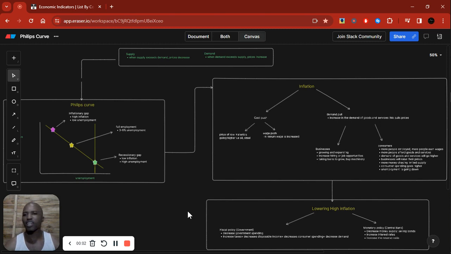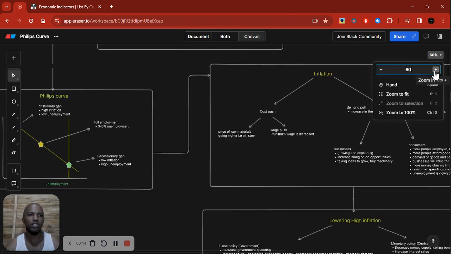Hello once again, guys. So today will be a continuation from yesterday's video. As you can see on the screen, the diagram that we have where we spoke about supply and demand. Let's just zoom in a bit so everybody can see.